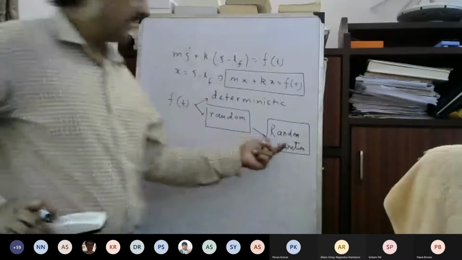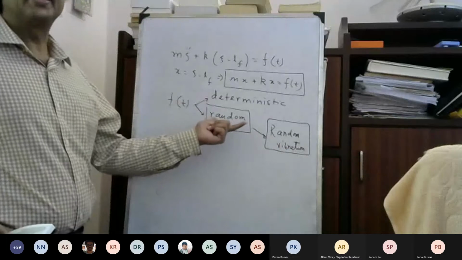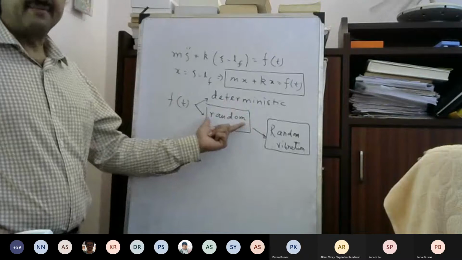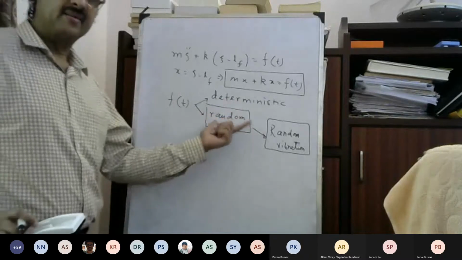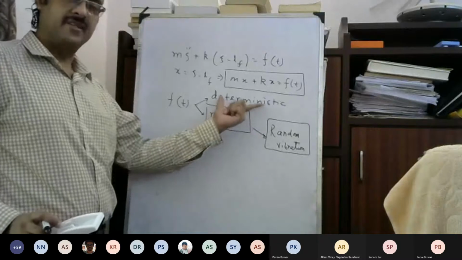So this is the course in which this kind of situation will be dealt with when the force is random in nature. We are not going to learn much about random excitation. What will be the nature of response if the excitation is random? That we will not study. We will study only the deterministic system.